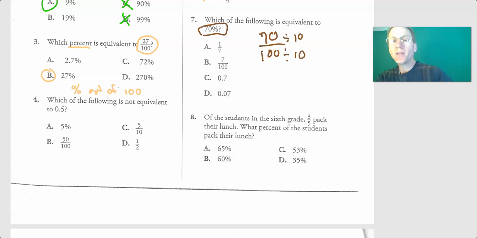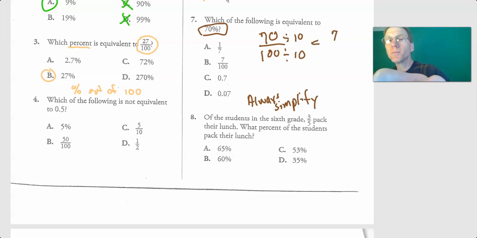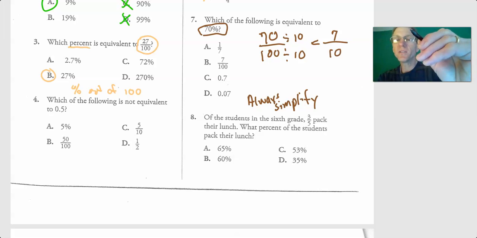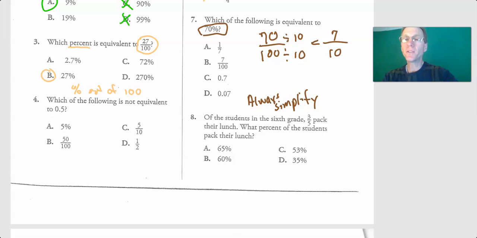So remember that, we can always simplify. That's the second time we've seen this strategy here. Always simplify. So 70 divided by 10 equals 7. 100 divided by 10 is 7/10. Well, think of our place value chart. Where's 7/10 going to be?